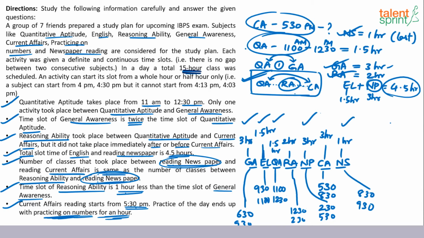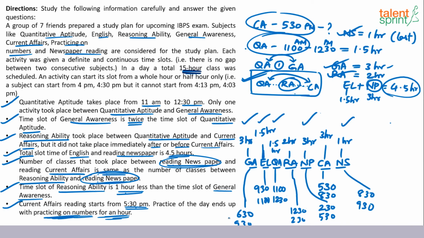3, 1.5, 1.5, 3 and 1. I'm going by durations, maybe that will help us. So one way to pick the odd one is numerical skills, because that is 1 hour. Remaining all are multiples of 1.5 hours: 1.5 into 2, 1.5 into 1, 1.5 into 1, and 1.5 into 2. So that's one way of picking up the odd one.